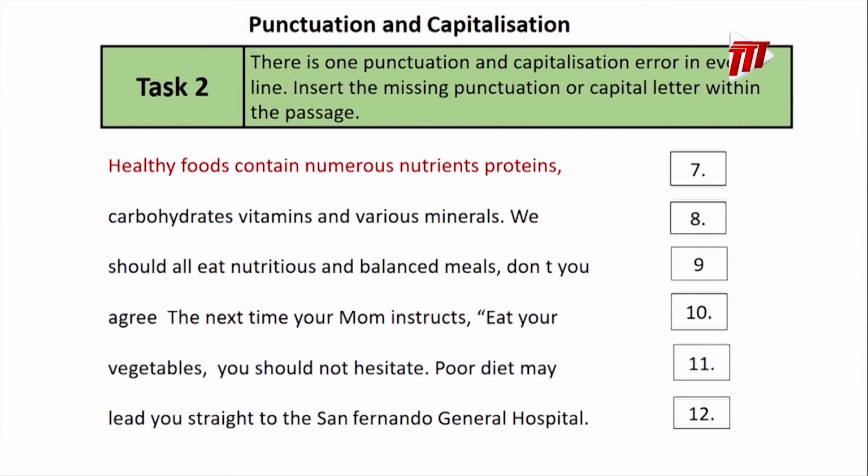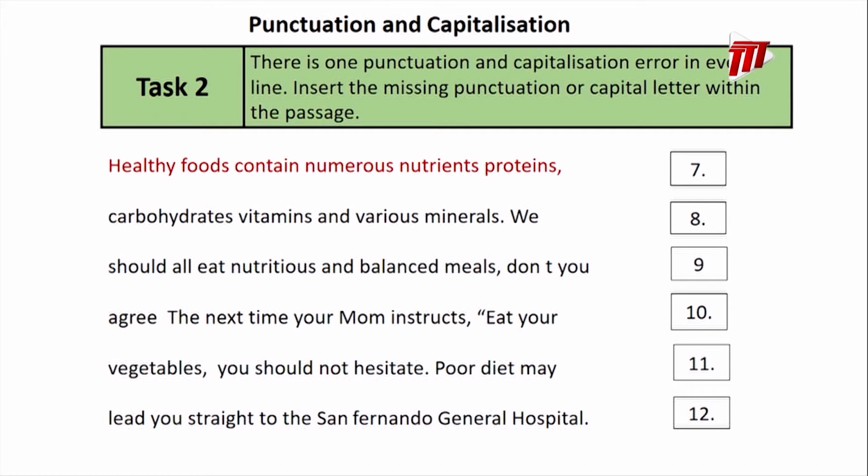Healthy foods contain numerous nutrients, proteins, carbohydrates, vitamins, and various minerals. Something doesn't sound good there. Let's read it back again. Healthy foods contain numerous nutrients, proteins, carbohydrates, vitamins, and various minerals. We should all eat nutritious and balanced meals. Don't you agree? The next time your mom instructs, eat your vegetables, you should not hesitate. Poor diet may lead you straight to the San Fernando General Hospital.